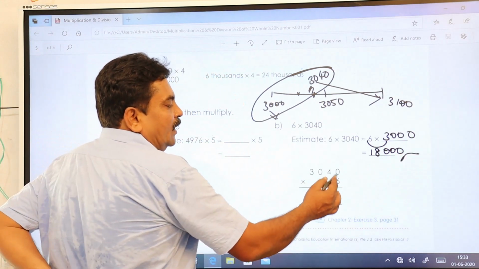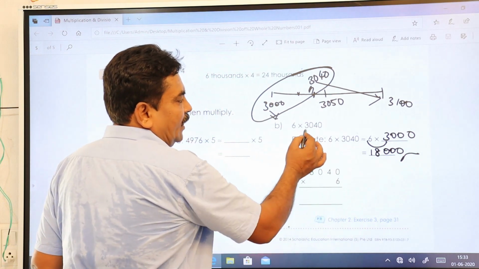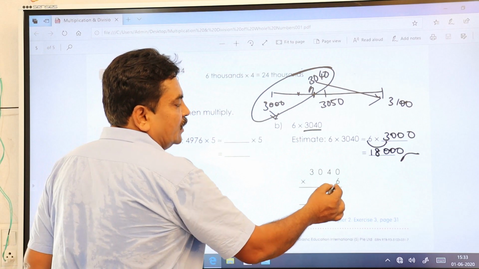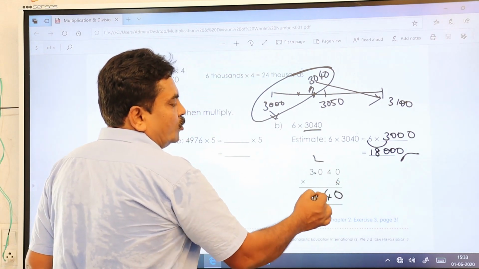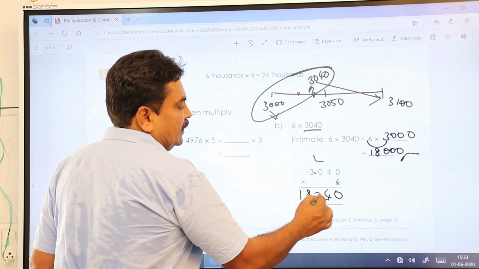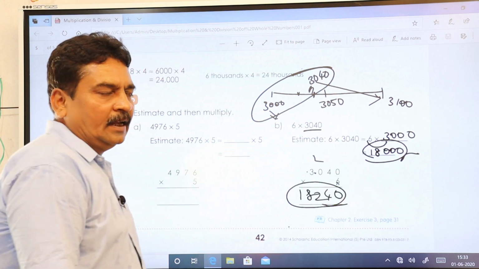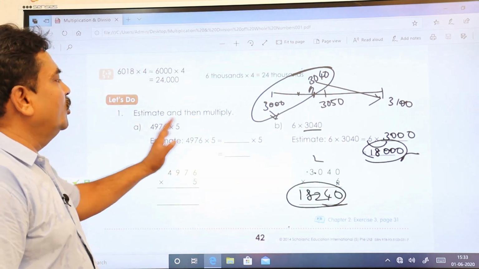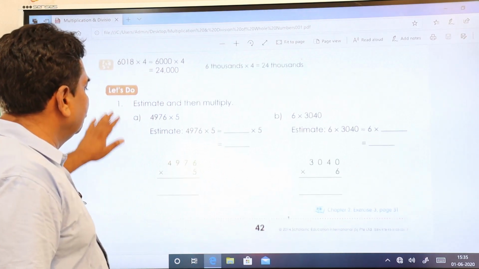Now if you multiply this, let's see, it is very close to that. This is your original value, 3040. 6 zeros are 0, 6 fours are 24, 6 zeros 0, 6 threes are 18. See, this is a nearer value to its rounded value, right? So this is called your estimation. Let us go to the next one.